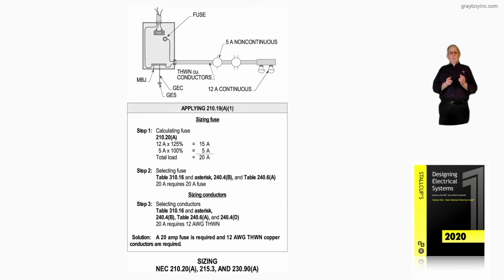So we, as code panel members at that time, just said take 125% of continuous plus the non-continuous, and you'll come up with a size that would be accurate to protect the conductors, protect the equipment, and supply the load. So that's what Figure 9-39 is showing.